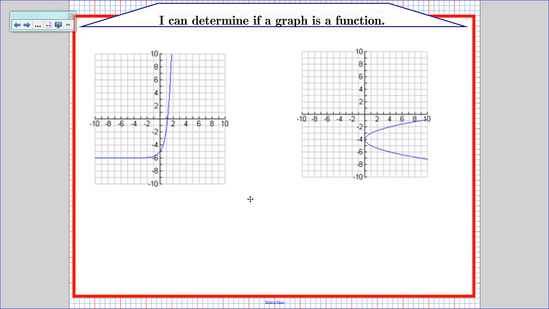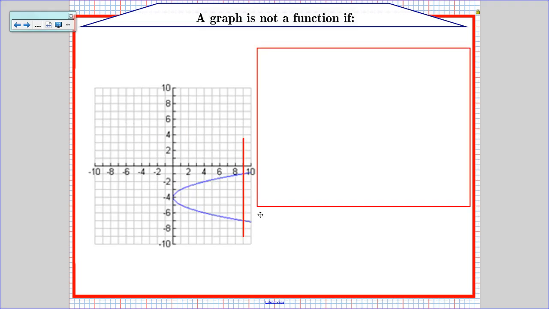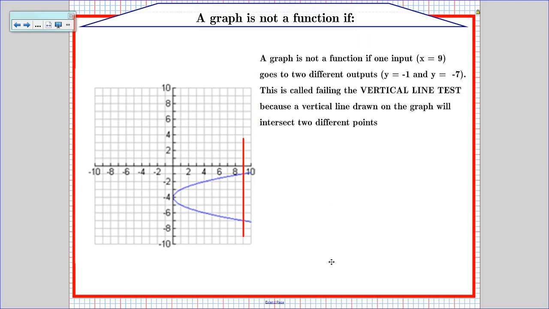Finally, I can determine if a graph is a function. Now, this one's a little bit harder because when we look at graphs, we tend to not think of inputs and outputs as often as we do for tables and mappings. So this is the graph that is not a function. It's not a function because one of its inputs goes to two different outputs. In this case, when x equals 9, which I've represented with this red vertical line, we can see that there's the output y equals -1 and y equals 7.